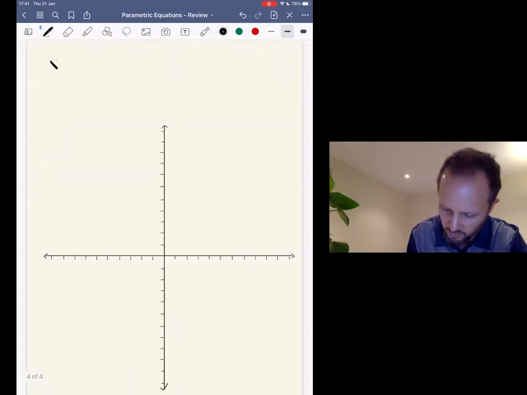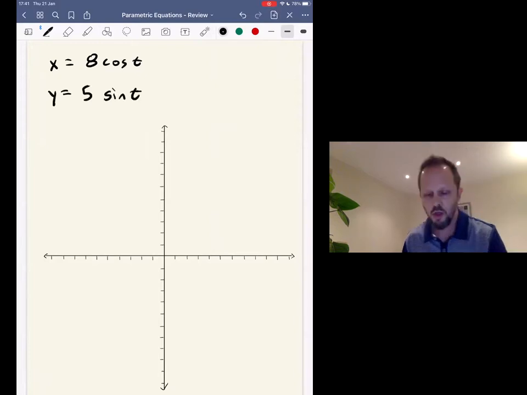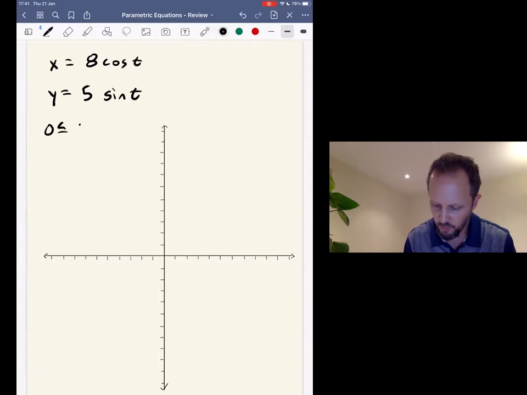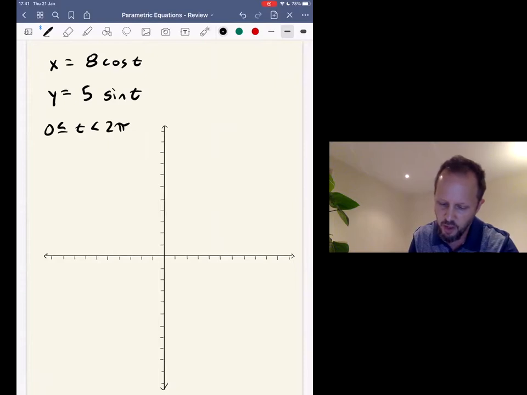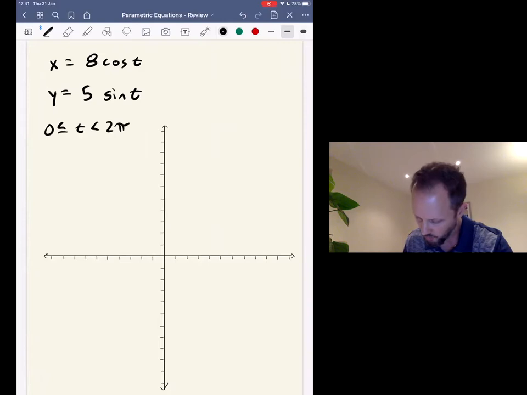All right, let's just do one more example. Let's do x equals 8 times the cosine of t, and y equals 5 times the sine of t. And let's go ahead and do this again from 0 to 2 pi. Now, this time I'm not going to write down the table of values, but I'm just going to talk you through it out loud. I'm going to start when I plug in 0. If you plug in 0, you get x equals 8 and y equals 0. So 1, 2, 3, 4, 5, 6, 7, 8. So that's when t equals 0.